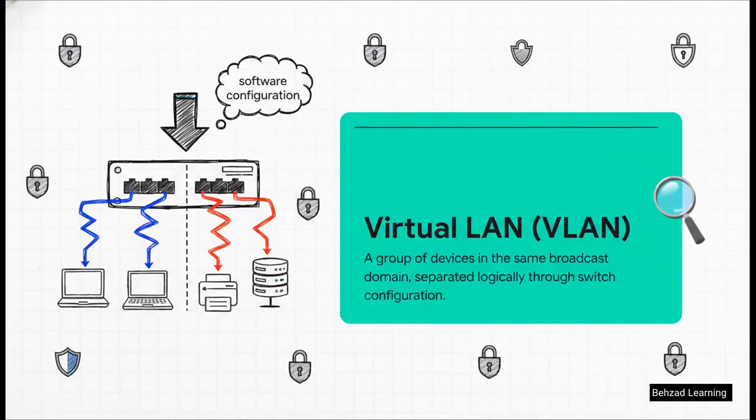So how exactly do we build these soundproof rooms without going out and buying completely separate switches for every single department? Well, the answer is the virtual LAN, or VLAN. By definition, it's a group of devices in the same broadcast domain, but the real magic here is that we're solving a physical problem with a software-level configuration. We're essentially telling the switch, logically, hey, treat ports 1 through 10 as one network and ports 11 through 20 as a completely separate network. The switch itself acts as the barrier.